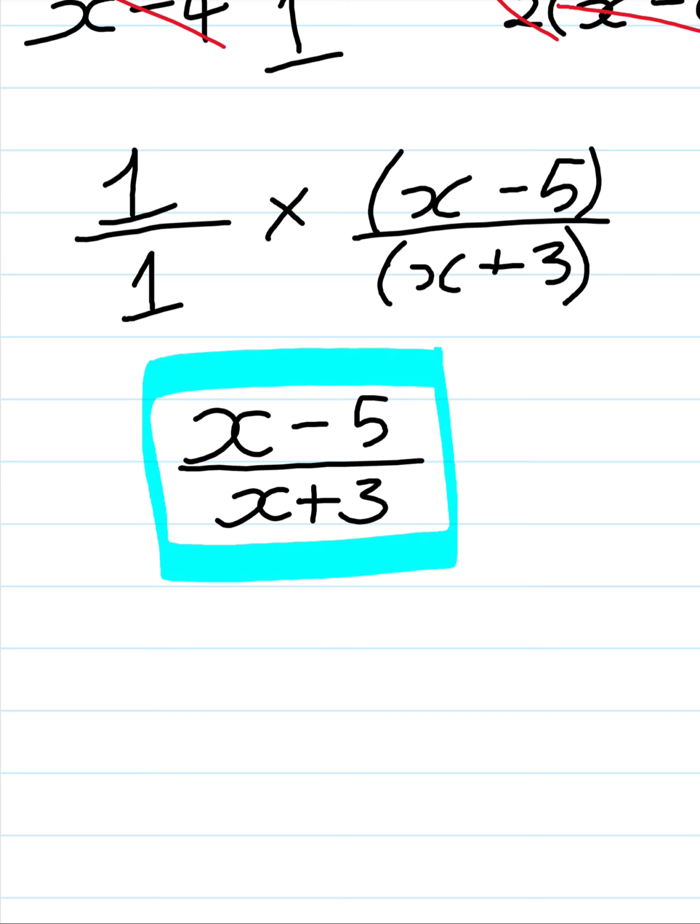Well, there we go. What started as a chunky looking algebra problem turned into a clean and simple fraction, all thanks to skills such as factorising and cancelling common terms.